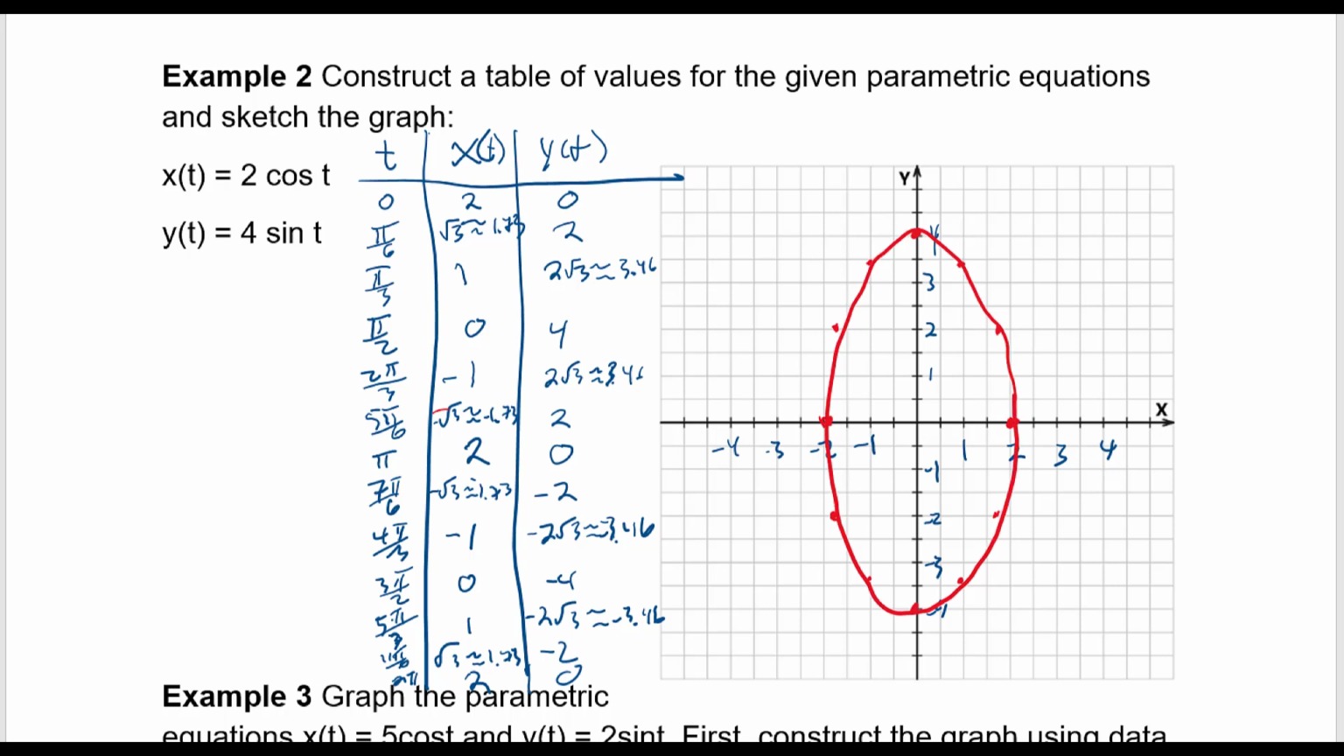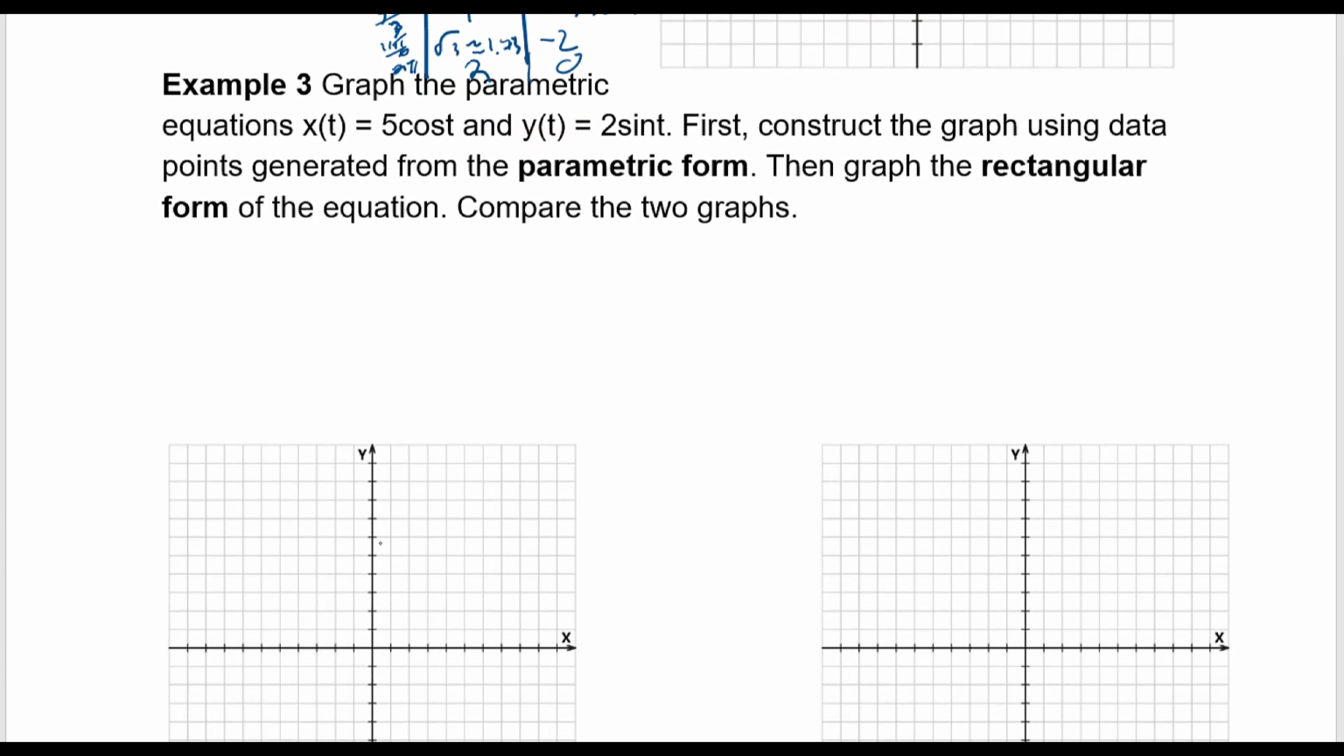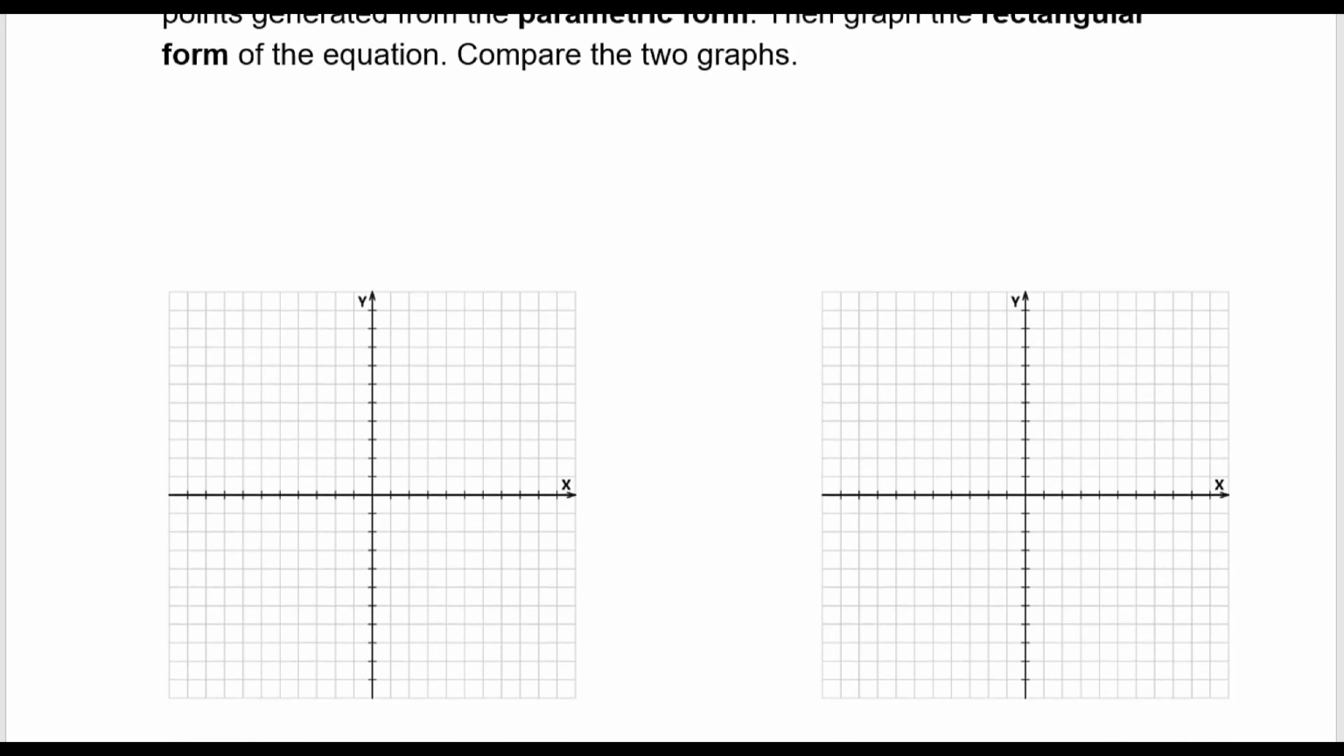Okay. That was fun. Boy, it's going to be a long video. I'm sorry about that. Next one, graph the parametric equations. x of t equals 5 cosine t and y equals 2 sine t. First construct the graph using data points generated from the parametric form, then graph the rectangular form of the equation. Compare the two graphs. Okay.